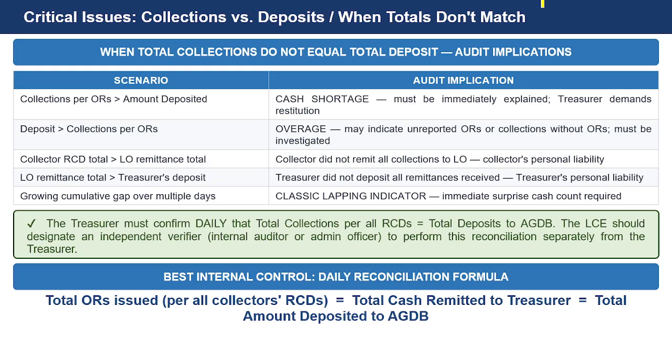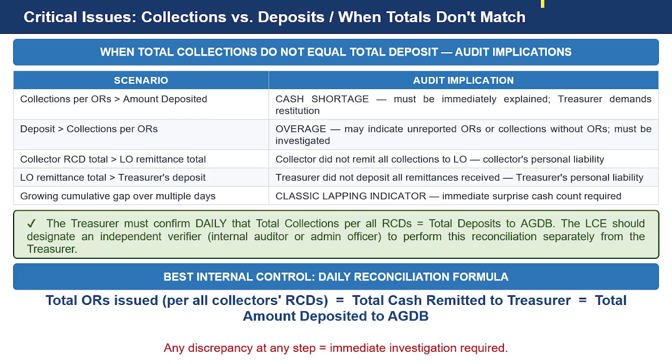If collections exceed the amount deposited, that is a cash shortage and must be explained right away. If the gap does not close, but grows progressively larger over multiple days, that is the classic textbook indicator that lapping fraud is in progress, demanding an immediate, completely unannounced cash count. Next slide.